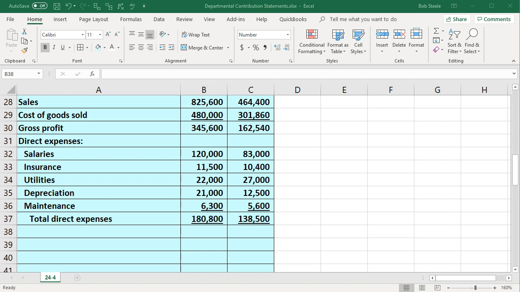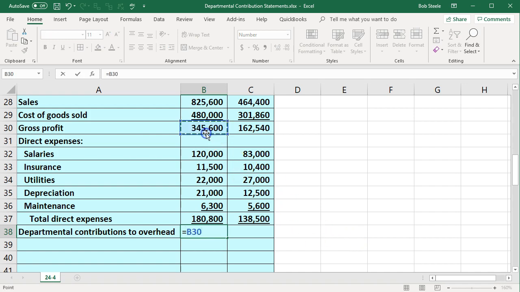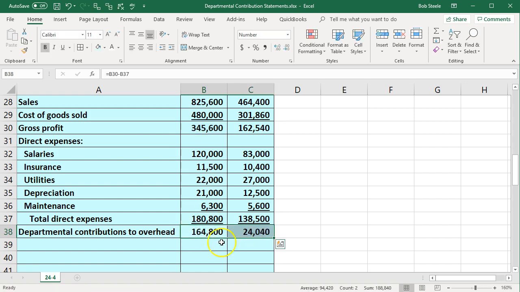Well, first we'll come up with the departmental contributions to overhead. So the departmental contributions to overhead will equal the gross profit minus the total direct expenses. And so we'll copy that across. So this is going to be the contributions to overhead, and that's going to be, of course, the gross profit minus the direct expenses.